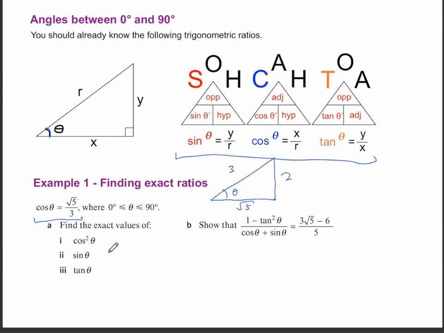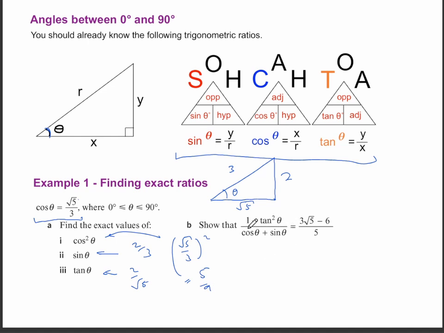Okay, so sine theta being opposite over hypotenuse, so 2 over 3. Tan theta being opposite over adjacent, which is 2 over root 5. And cos square theta being just cos theta squared. So root 5 over 3 squared, which is just 5 over 9.